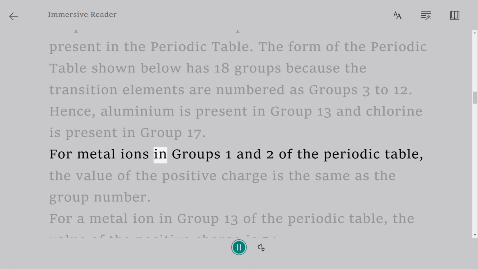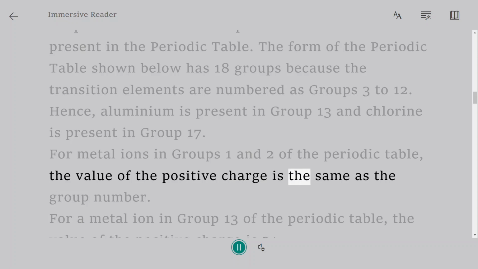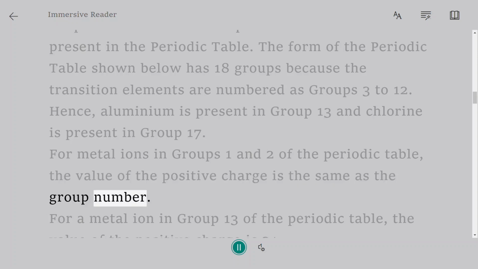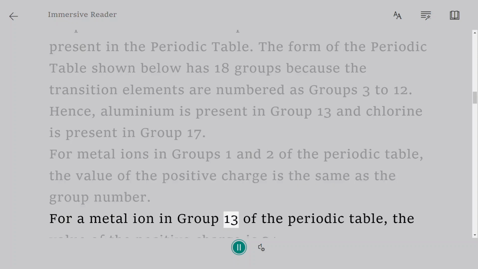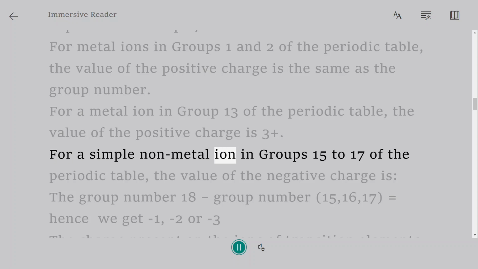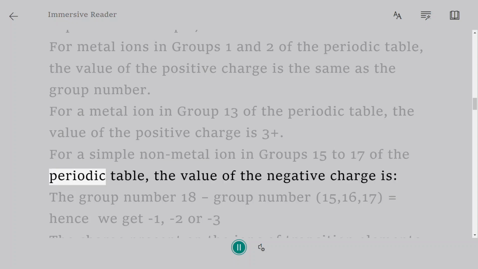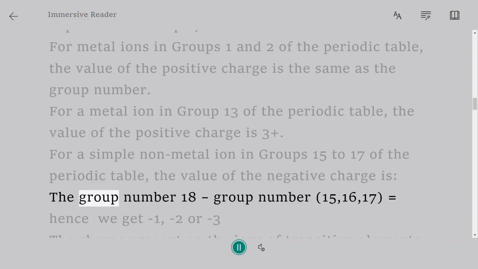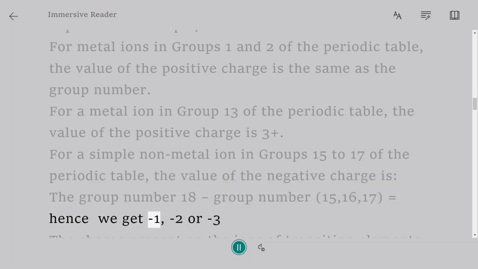For metal ions in groups 1 and 2 of the periodic table, the value of the positive charge is the same as the group number. For a metal ion in group 13, the value of the positive charge is 3+. For a simple non-metal ion in groups 15 to 17, the value of the negative charge is 18 minus the group number, hence we get 3-, 2- or 1-.